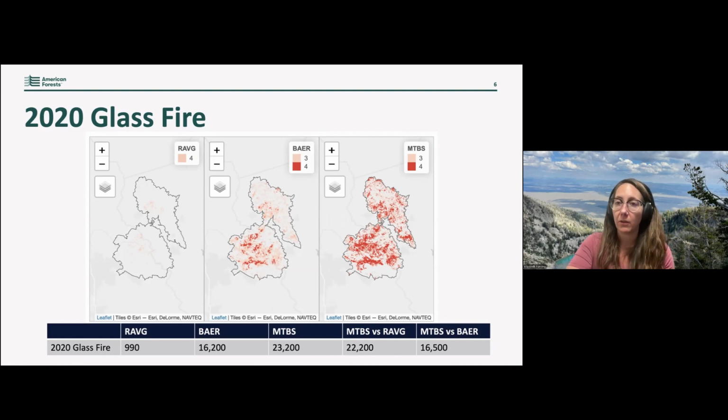So as we start thinking about this, there are differences. For RAVG, we saw about 990 acres in this bottom table of moderate severity fire. BEAR had us mapped at about 16,200. MTBS had us mapped for that moderate and high severity burn at 23,200 acres. So MTBS is giving us an additional 22,200 acres of high or moderate severity burn across that fire footprint compared to RAVG, and it's giving us an additional 16,500 acres when compared to BEAR.